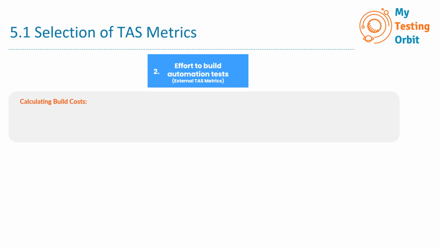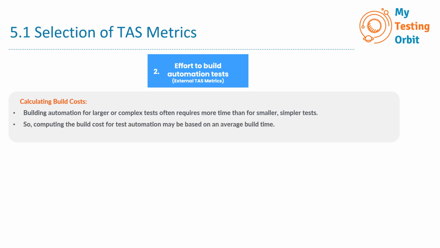Calculating build costs. Building automation for larger or complex tests often requires more time than for smaller, simpler tests. For example, let's say you have a set of tests to automate. Some of them would be short and simple, while others will be large and complex. The complex tests are challenging to automate because they require greater investment of time and effort to develop automated scripts. Short or simple tests are relatively easier to automate because they are less time consuming.